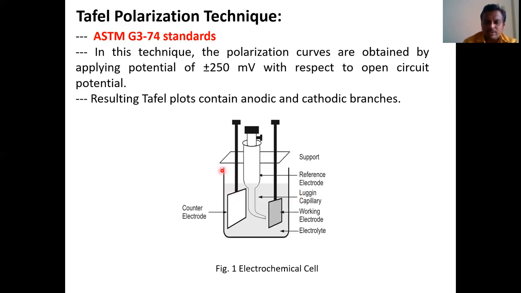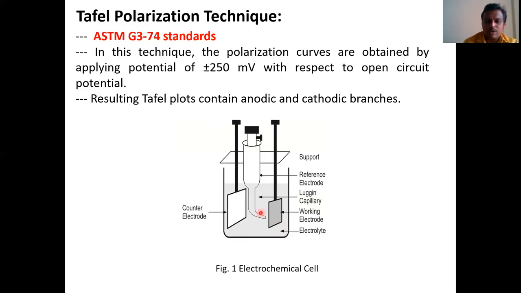In the beaker, this 3.5 weight% NaCl solution is there. In that, you have to add the working electrode. The working electrode is nothing but your sample, a mild steel sample. The grade is AISI 1020, which stands for plain carbon steel with 0.2% carbon. So the working electrode is your sample.